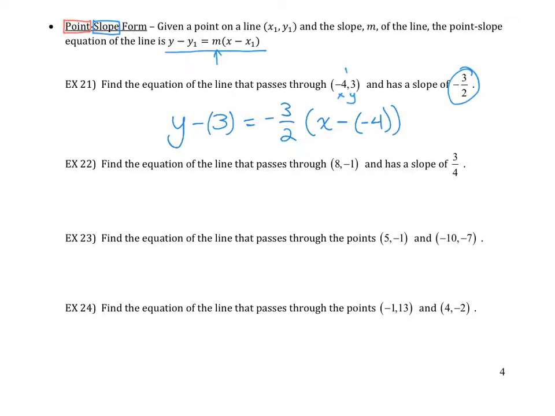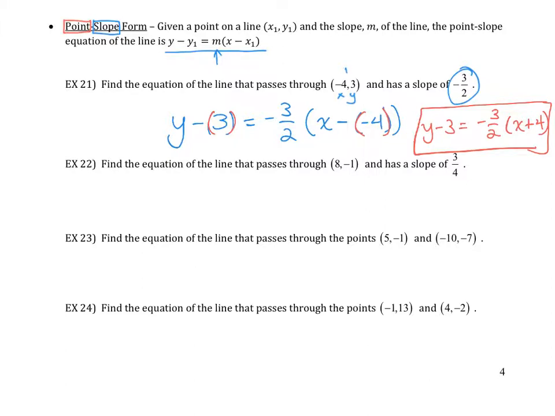So there it is. That is the equation, but you can see that we have a little bit of simplification that can happen here, and that's mostly because of these sets of parentheses. So we can just say y minus 3 equals negative 3 over 2, x plus 4. And that is the point-slope form of a line. Pretty straightforward.